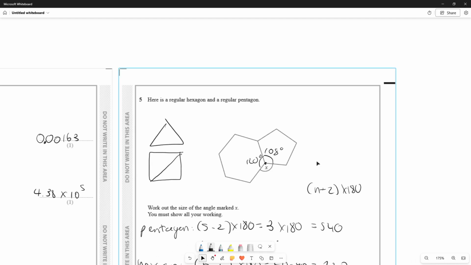Let's try this with a pentagon. We can draw a pentagon here, and start from this point and draw out triangles. We have three triangles, hence 3 times 180 to get 540 as the total sum. The reason it's n minus 2 is because there are always 2 points you can never draw to, because then it won't make a triangle. The two adjacent points, there must be a gap, so it's n minus 2.